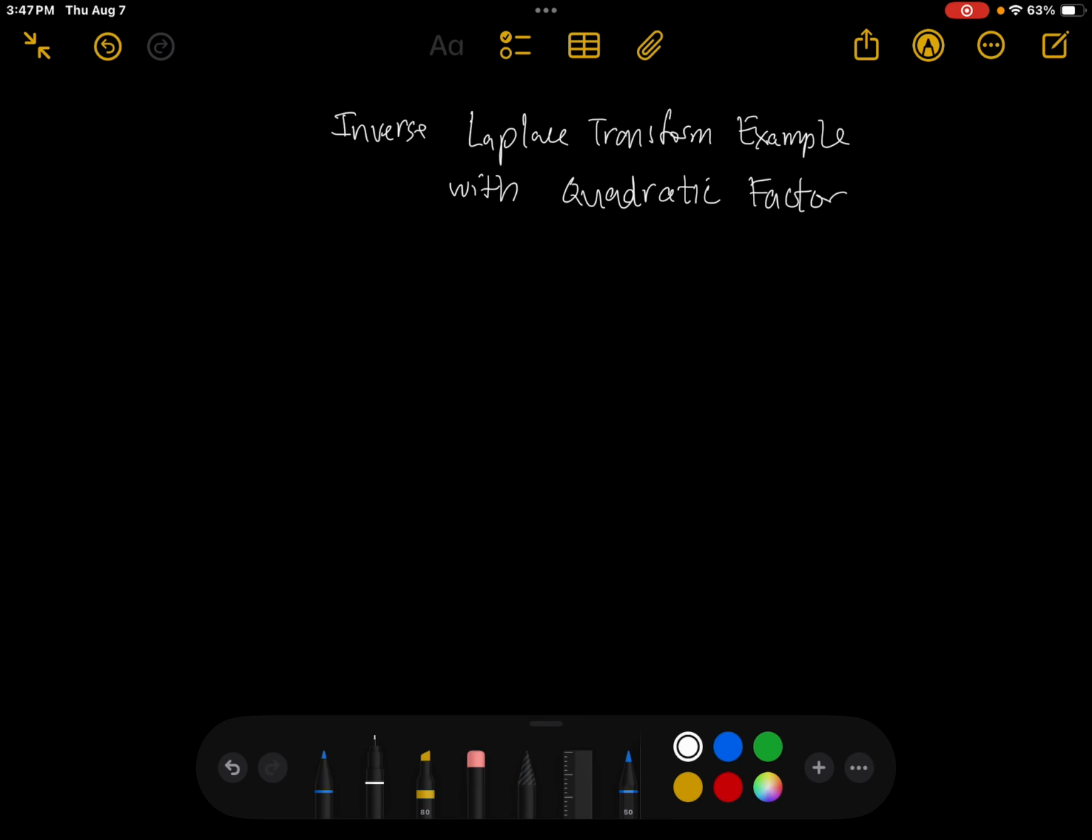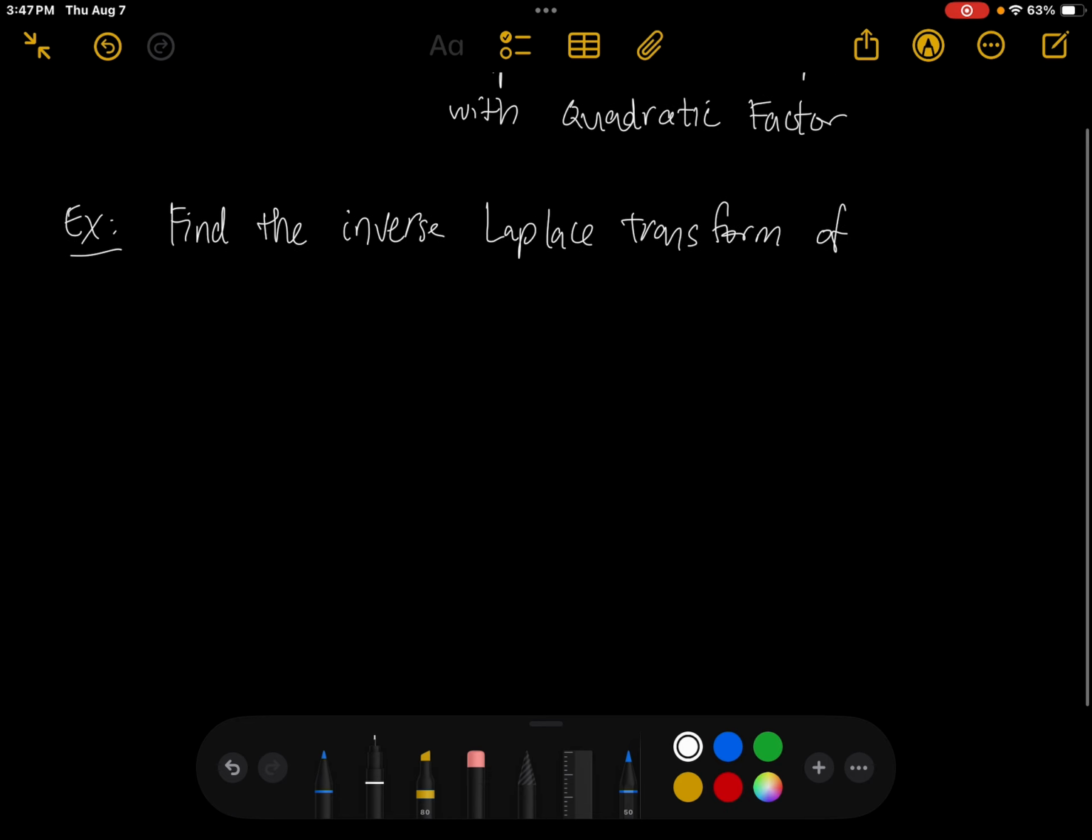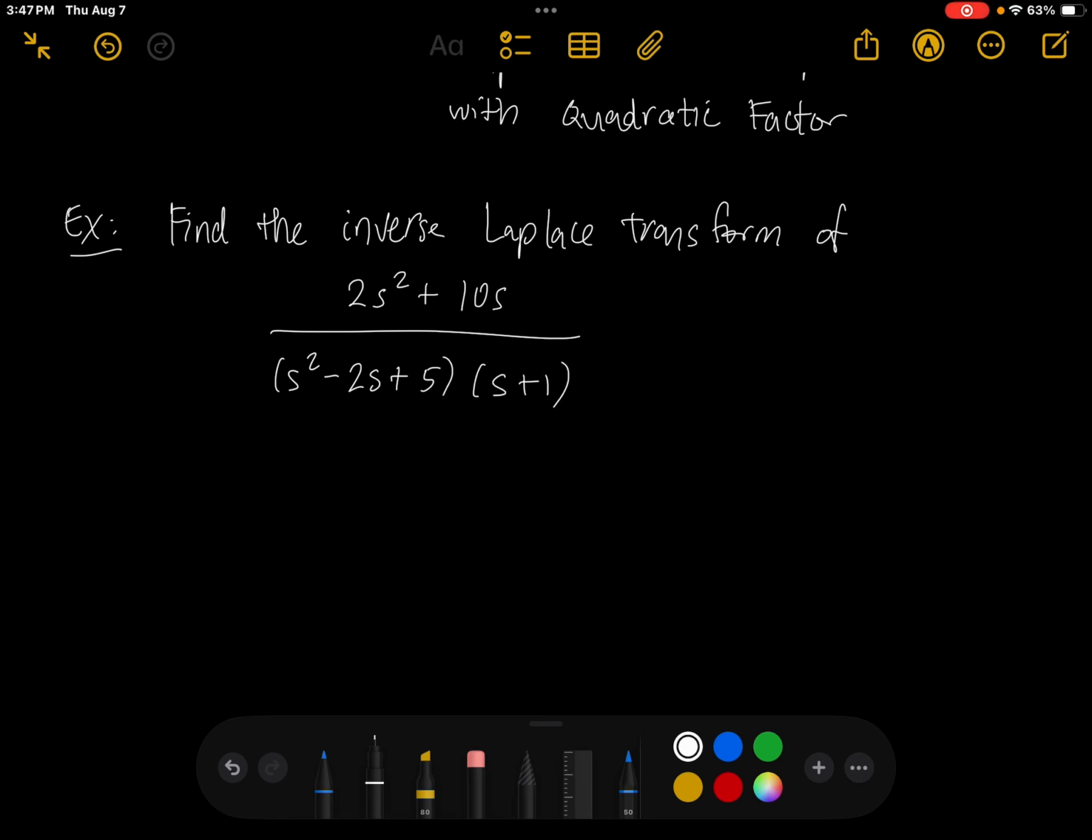In this video, I want to do an example of how to find the inverse Laplace transform of a rational function where you have an irreducible quadratic factor in the denominator. And the best way to explain how to do it is to just look at an example. So find the inverse Laplace transform of (2s squared plus 10s) all over (s squared minus 2s plus 5) times (s plus 1).